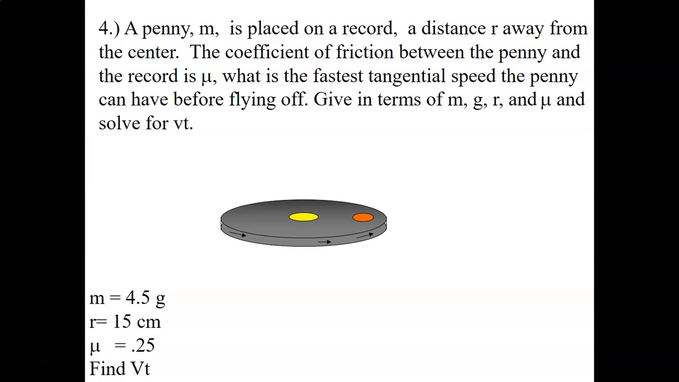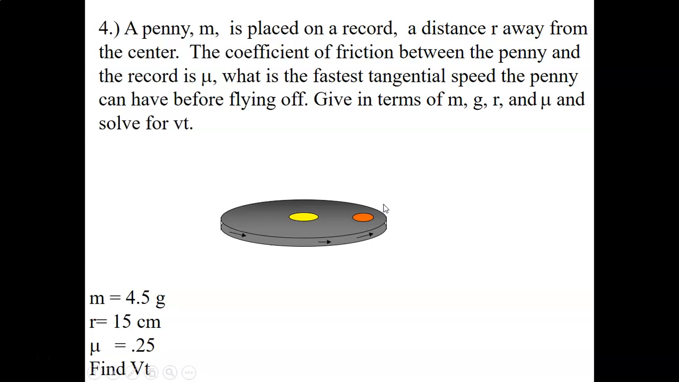Okay. Another problem here, we've got a penny on a record. It's a distance r away from the center. The coefficient of friction between the penny and the record is mu. What is the fastest tangential speed the penny can have before flying off? Given in terms of mg, r, and mu. Solve for v_t.